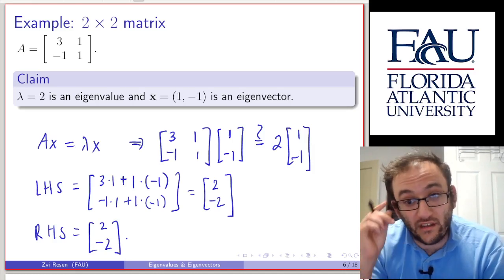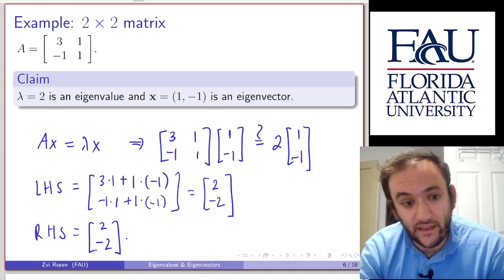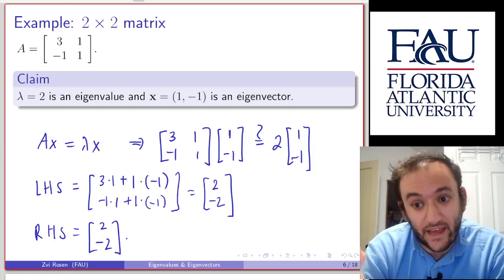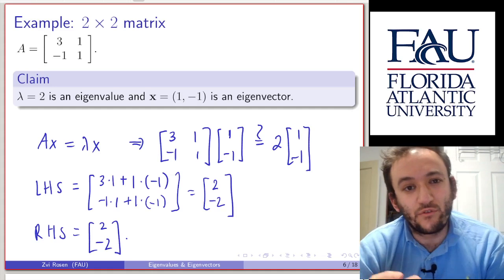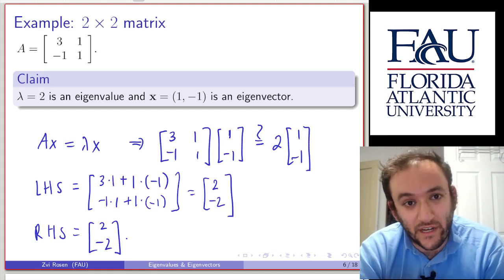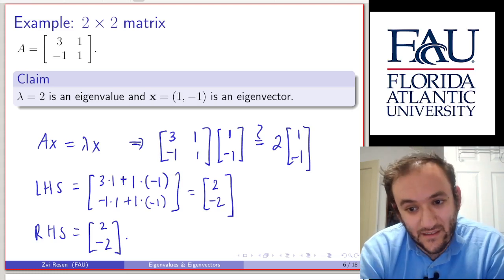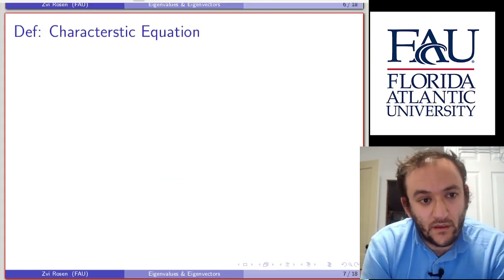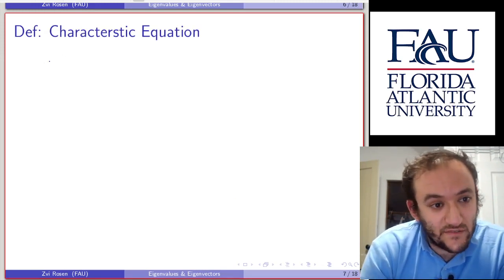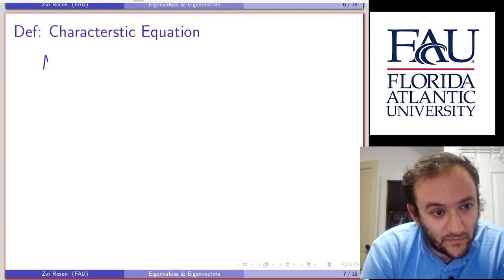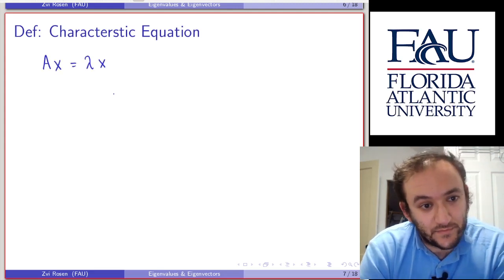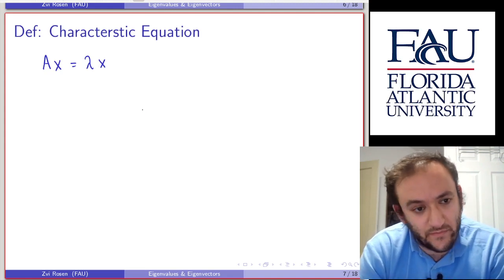This computation allowed us to verify that a certain pair of value and vector is an eigenvalue and eigenvector. But the question is, how do you find these to start with? How can I tell, just looking at a matrix, what vectors it scales and by how much? That brings us to the characteristic equation. And the idea is as follows. We have this equation Ax equals lambda times x. And this is a matrix equation.